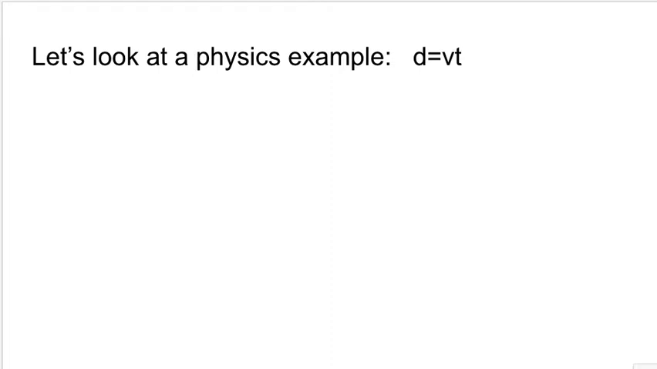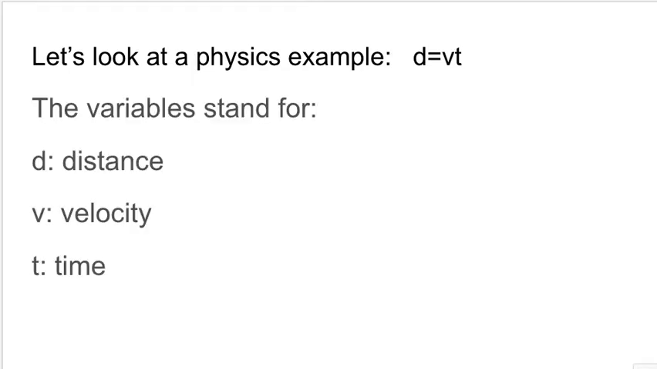So here is a physics example. D equals VT, right? The variables stand for distance, velocity, and time. This is something that if you go into any of the sciences, you will very likely use this formula, even in basic science. So distance, velocity, and time, you might not have all of those, right? So let's look at what that looks like.